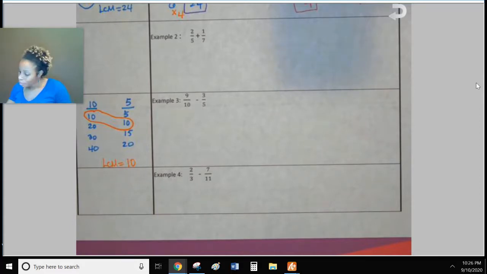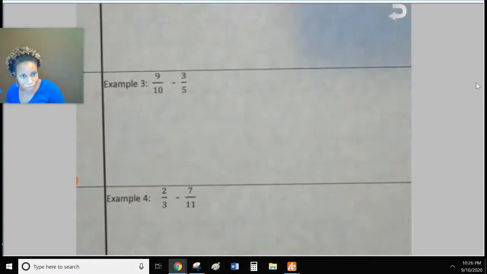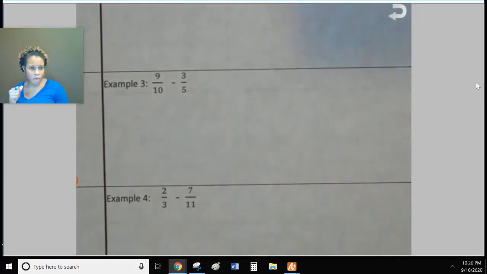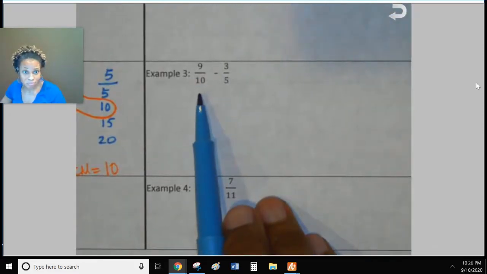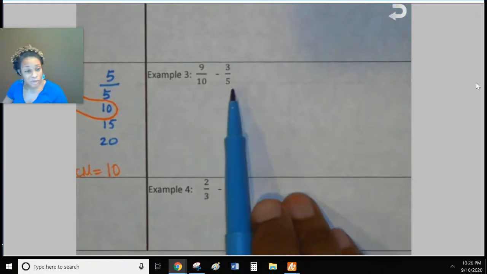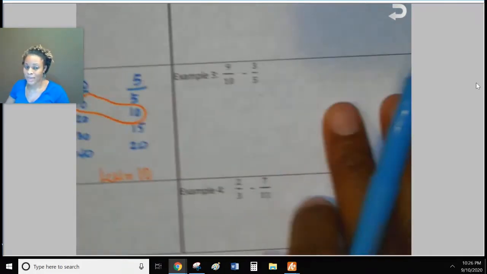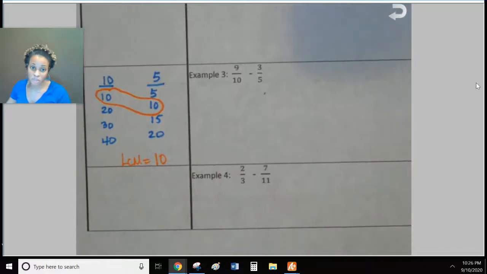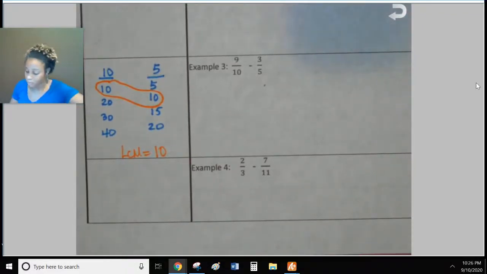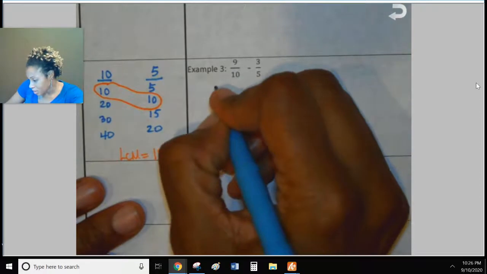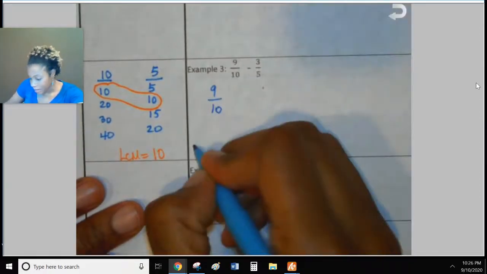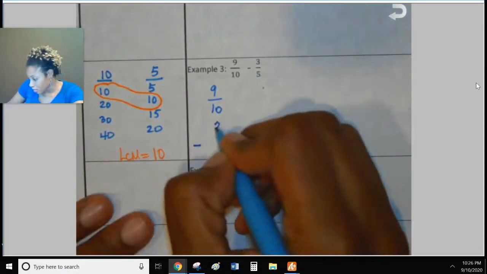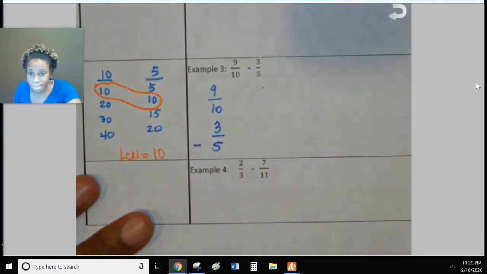Now, go back to our problem. Do I need to rewrite one or both fractions? I want the denominator to be 10. That denominator is already 10. I don't need to do anything. This one, however, is not 10. So I need to make a new equivalent fraction with a denominator of 10. So how would this look? 9/10 minus 3/5. Okay?